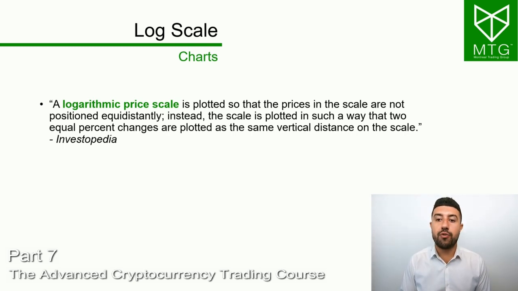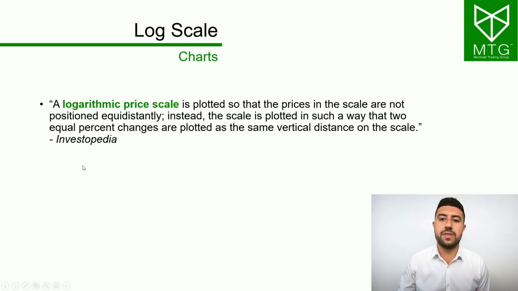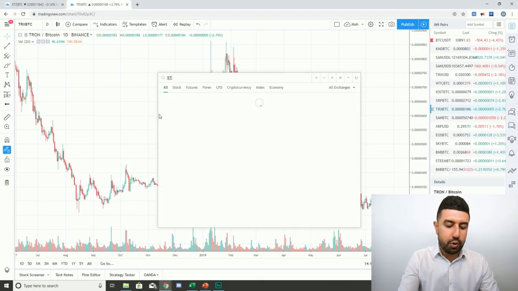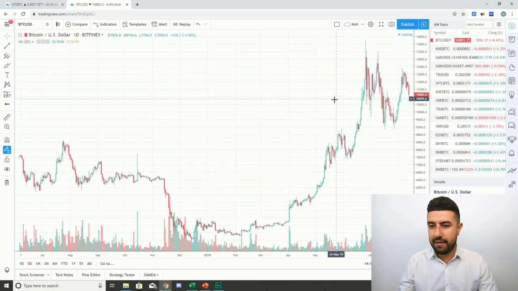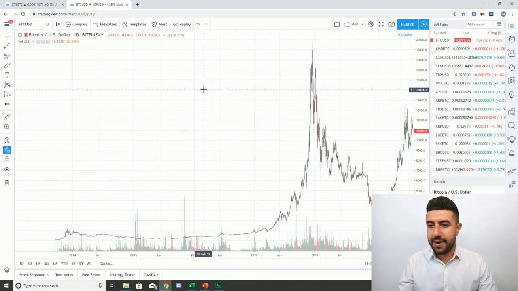So what is a logarithmic price scale chart? This is the definition straight from Investopedia: a logarithmic price scale is plotted so that the prices in the scale are not positioned equidistantly. Instead, the scale is plotted in a way that two equal percentage points are plotted at the same vertical distance on the scale. For example, let's say we're looking at something like Bitcoin, BTC USD. I'm going to look at Bitfinex because they have long historical data here.